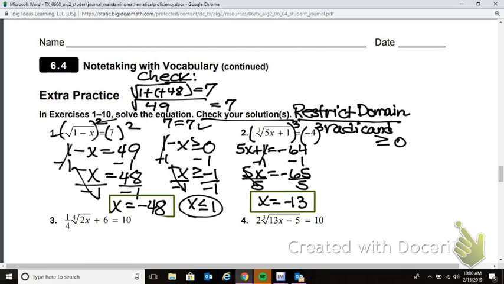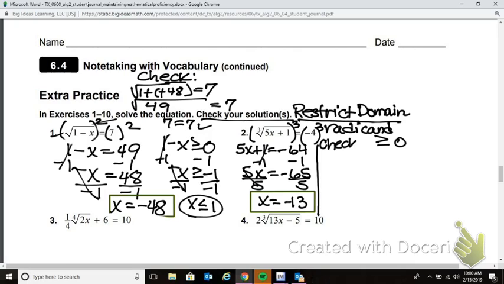That's our solution. Any questions there? Okay, so we check our answer. We'll take that negative 13, sub it back in our original equation, and look for a true statement. So let's do that here. Let's just draw a line.